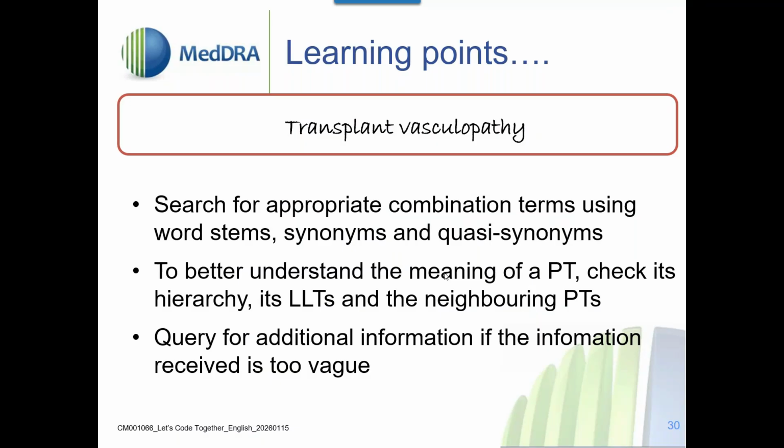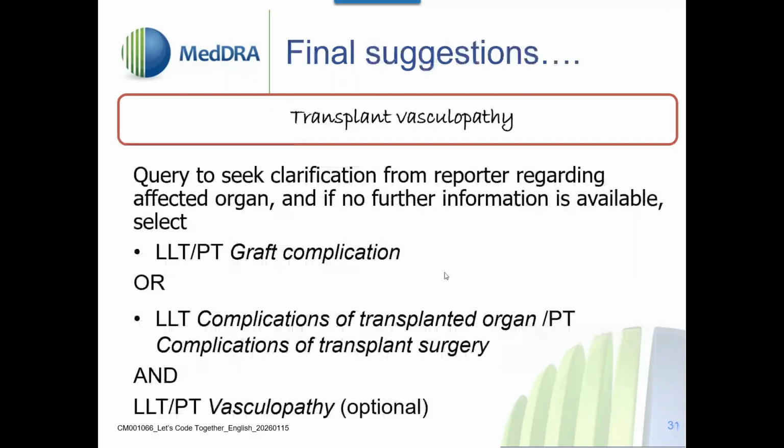So transplant vasculopathy. To better understand the meaning of a PT, check the hierarchy. So this would be in relation to the transplantation terms, the LLTs and the neighboring PTs. And if you think it's too vague, you may need to query. So our final option was again to query, to find from the reporter the affected organ, if you don't know that already in the case. And if no further information is available, we would select graft complication or complications of transplanted organ, which falls under the PT of complications of transplant surgery. So the same PT where we were, and we would also optionally code vasculopathy.